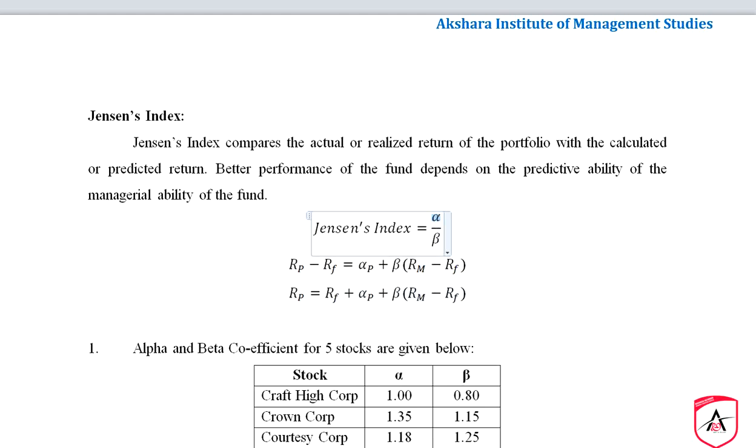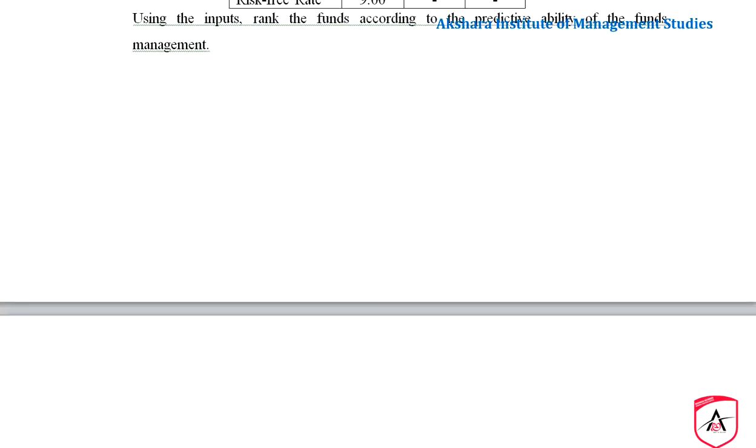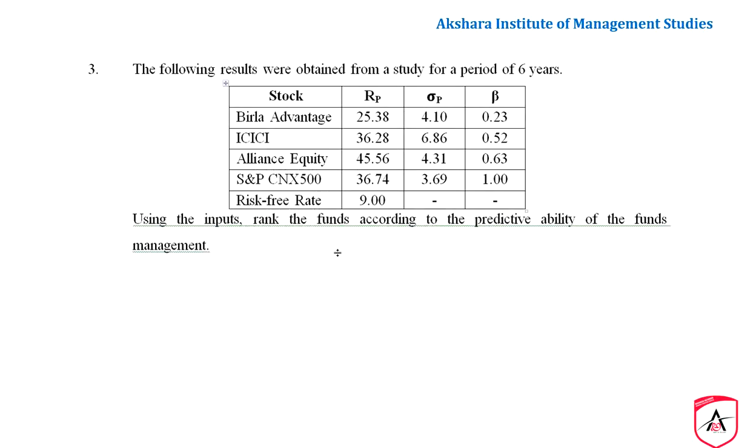So such a question is given here. That is question number 3. Let us observe. The following results were obtained from a study for a period of 6 years. Three stocks have been given: Birla Advantage, ICICI, Allianz Equity. Return on portfolio is given here, standard deviation P is given here, and beta is given here.